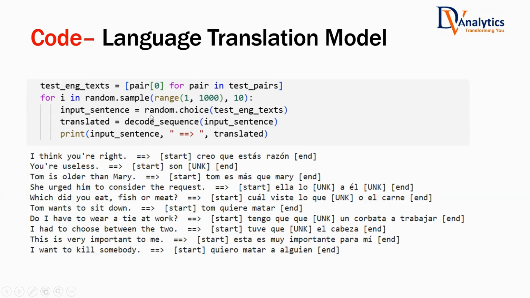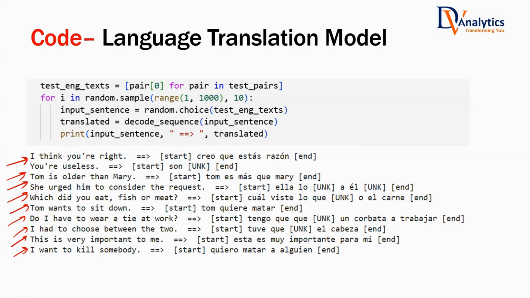We have to create a function for making the prediction also. So that function will take the input as an English sentence and it'll try to make a prediction. So these are some of the English sentences. I would not say this is one of the best models in terms of translating from English to Spanish, but this is a decent model. Overall, you will get some good results for sure.